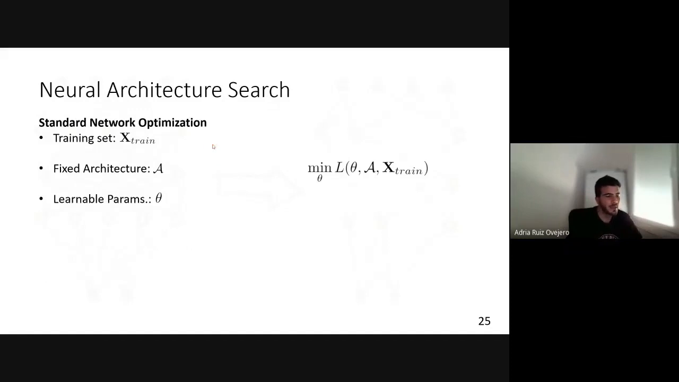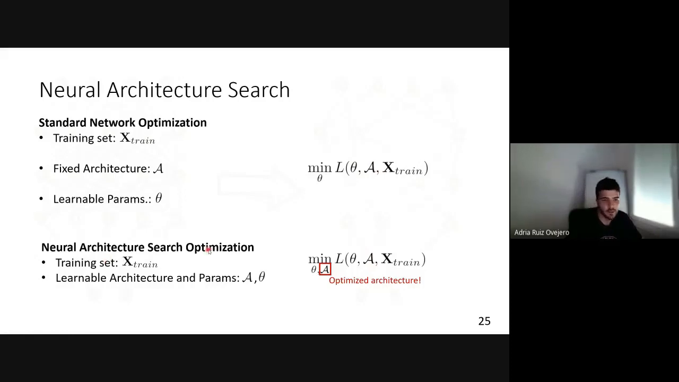So basically, let me just formalize a bit, just one or two formulas. What is the main idea? In standard network optimization, we have a training set and an architecture which will be fixed in training, and some learnable parameters, let's say the weights of the network, the biases, and so on. And what we do is optimize these parameters using a loss function over the training set. And this architecture here, as you see, is completely fixed, right? So we have to fix it before training.